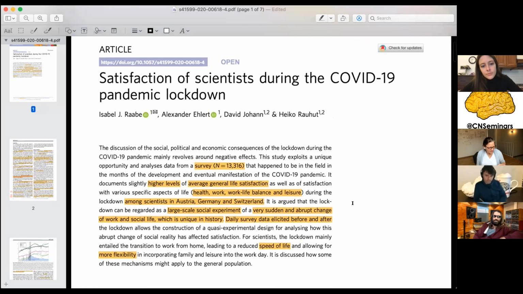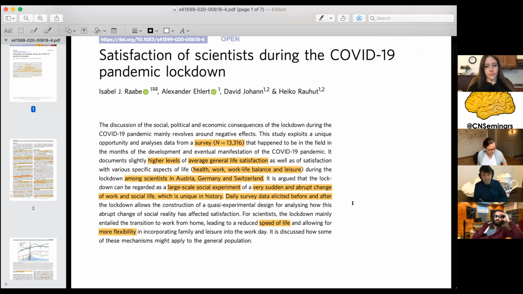So this is a study from Switzerland, and they were fortunate enough to look at satisfaction with work-life balance, work, and private life just before the pandemic started. So they just kept it rolling and collected data pre and post lockdown. Very fortunate timing. They collected data from scientists in German-speaking countries, so Austria, Germany, and Switzerland, across all levels from PhD to professorial level. In total, they got 13,000 and a bit responses.